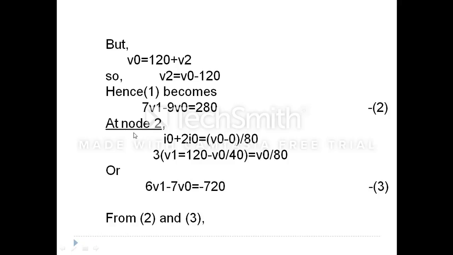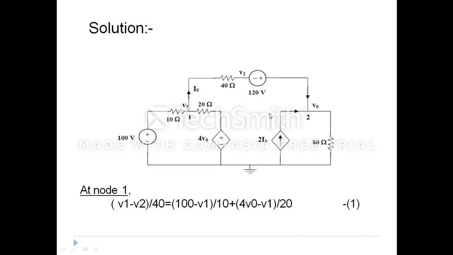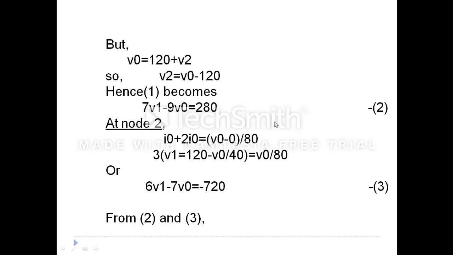Now at node 2, this is the node 2. Again you just write the equation at node 2. I0 plus 2I0 is equal to (V0 minus 0) divided by 80, which will give you 3V1 equal to 120 minus V0 by 40 equal to V0 by 80, or you will get the equation like this: 6V1 minus 7V0 is equal to minus 720. Let it be equation 3.